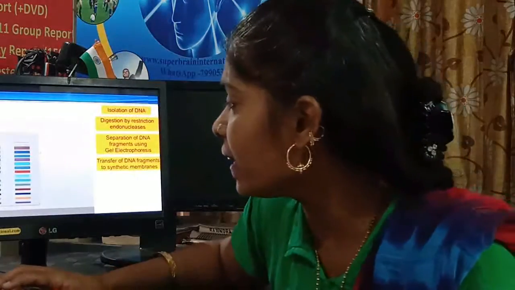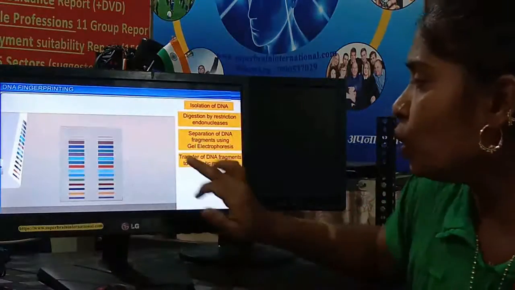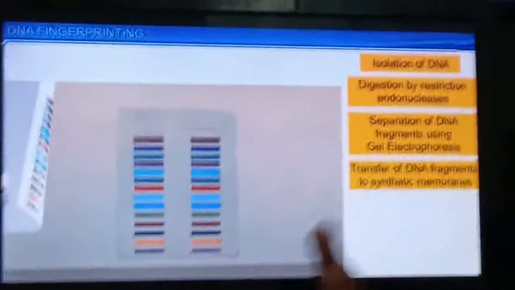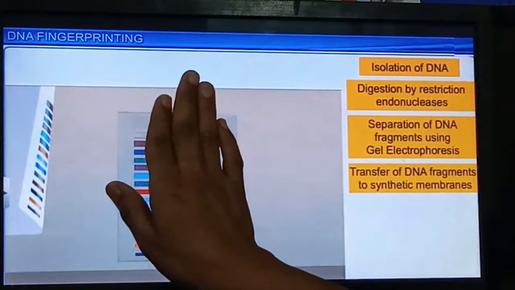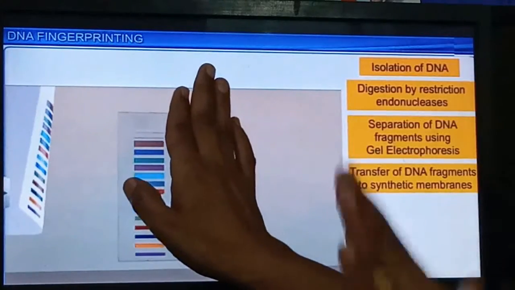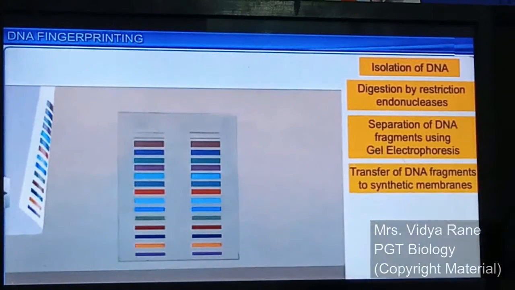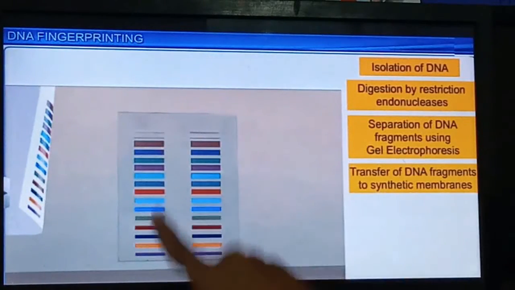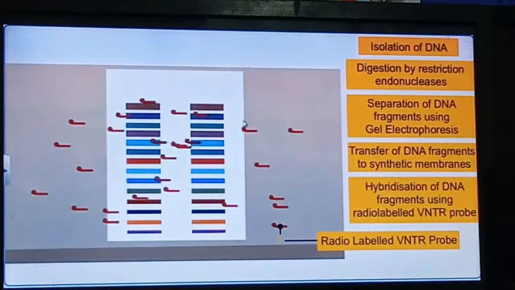Now the next step is that these DNA fragments will be transferred to a synthetic membrane. Actually, it is called nitrocellulose paper, right? So this is what you can see, a paper. When we keep this paper on the gel, place a weight on it, and press it, all these DNA fragments will be transferred onto the nitrocellulose paper. You can see here the paper is a little bit torn, and the DNA fragments get transferred onto this paper, right? So this is the transfer of DNA fragments onto the nitrocellulose paper.